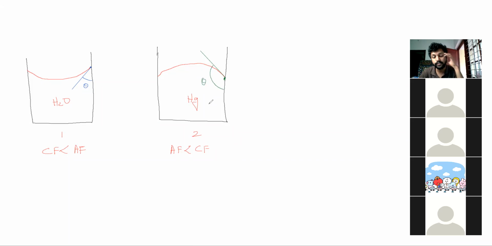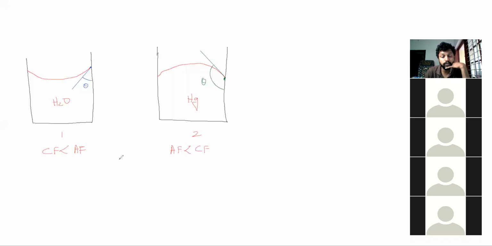Which is the obtuse angle, which is the acute angle? The second one is an obtuse angle. Obtuse angle is greater than 90 degrees. The first one is an acute angle. Therefore, for the glass and water situation, the angle is an acute angle, and for the mercury and glass situation, the angle is an obtuse angle. Am I correct? Therefore, this is regarding angle of contact.